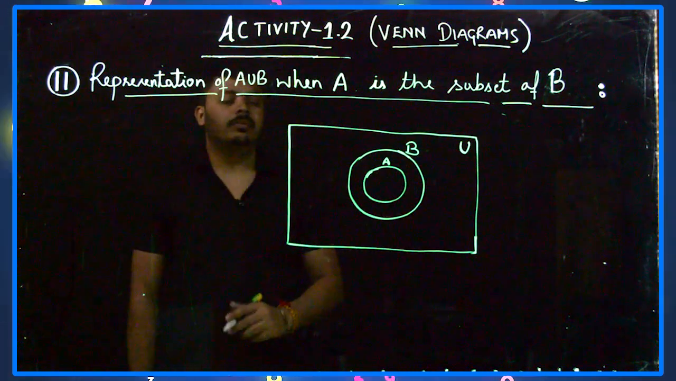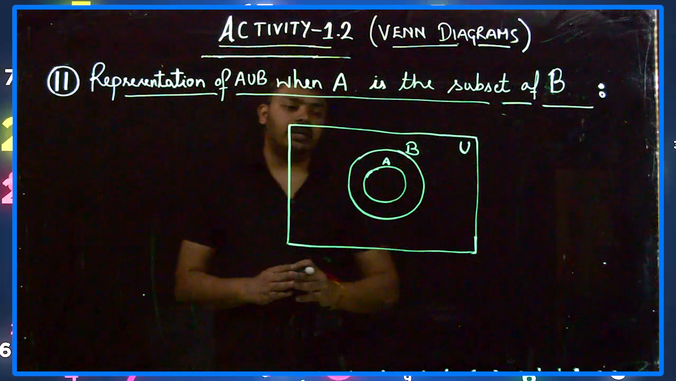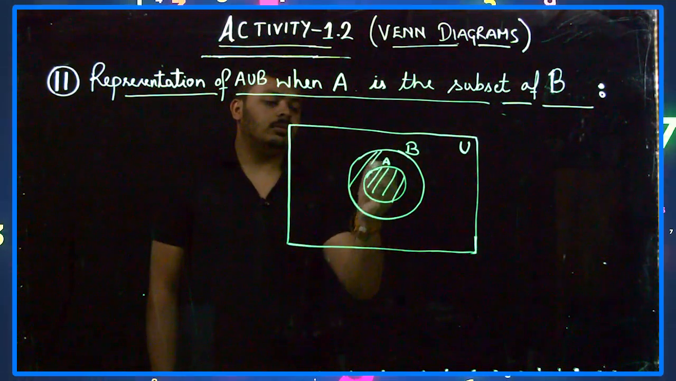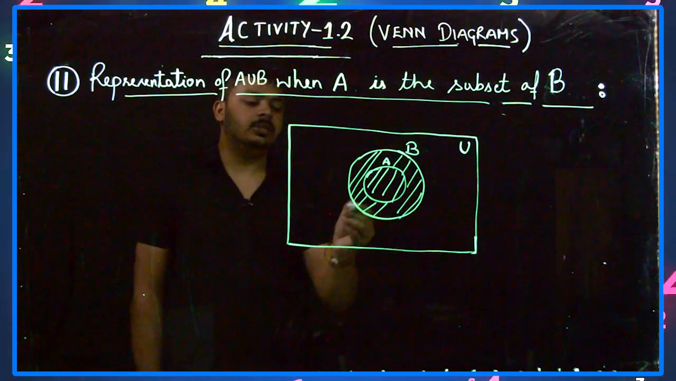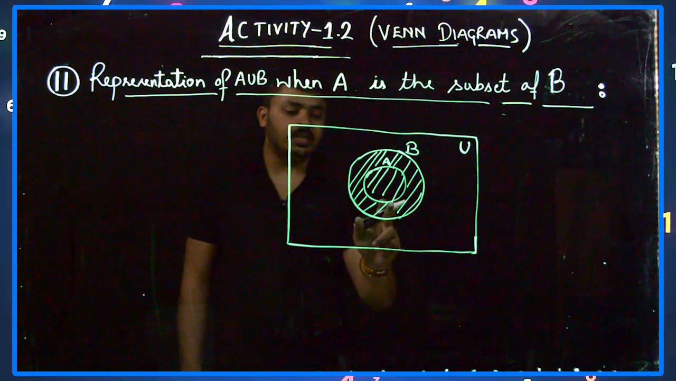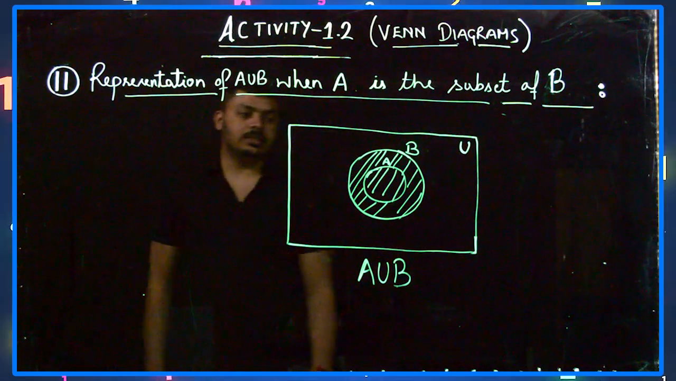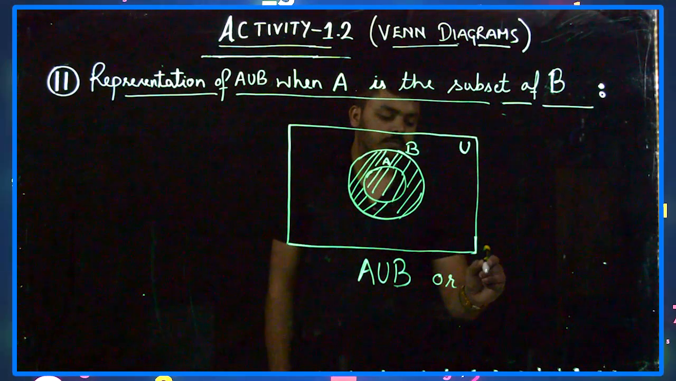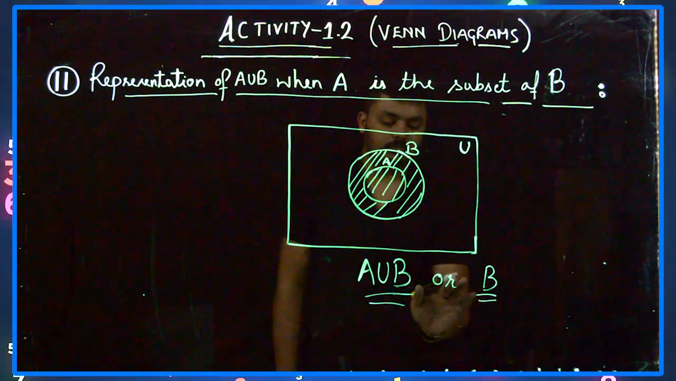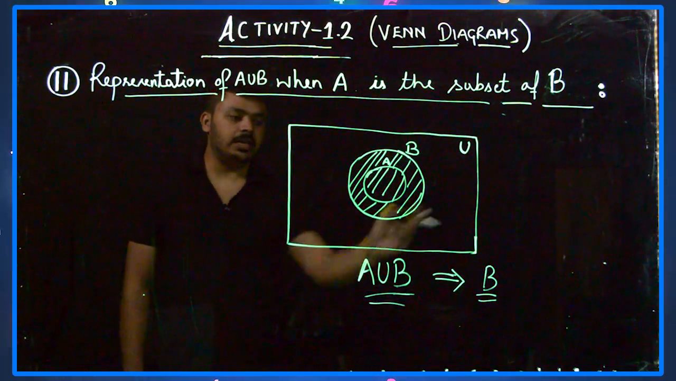To represent A union B, that composition of elements that contains both the elements of sets A and set B. So some distinct elements of set A and set B represents A union B. So the shaded region represents A union B. That is, all the elements of set A and set B. We can say all the distinct elements of set A and set B represents A union B. So this is A union B. Or we can say set B. As set A is included in set B, so set B is the union of A and B.